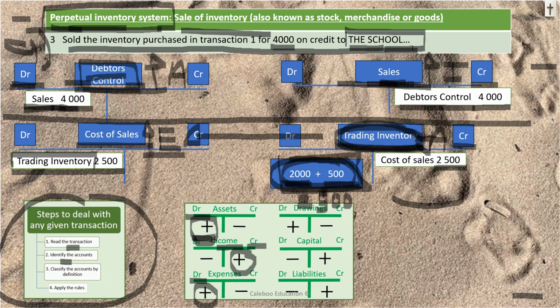Now we've got here part B: debit cost of sales, credit trading inventory. If you balance this account, and if you go and check out a video on balancing general ledger accounts, after these transactions trading inventory will actually have a nil balance, because all the stock was sold, until we purchase more stock.